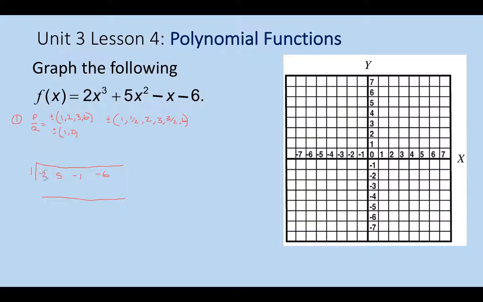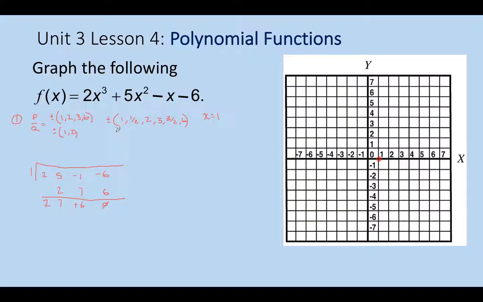So hopefully you're getting pretty good at the synthetic division. We drop this down. 1 times 2 is 2. 7, 1 times 7 is 7. So I got negative 6, positive 6. 1 times 6 is 6. And so, of course, we get 0 here because I told you it was a solution. So at this point, we would say that 1 is a solution. So that means x equals 1 is one of my x-intercepts.